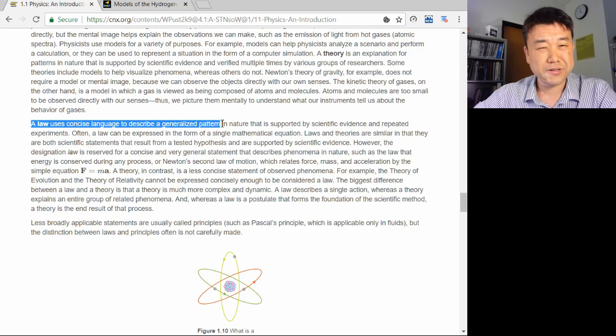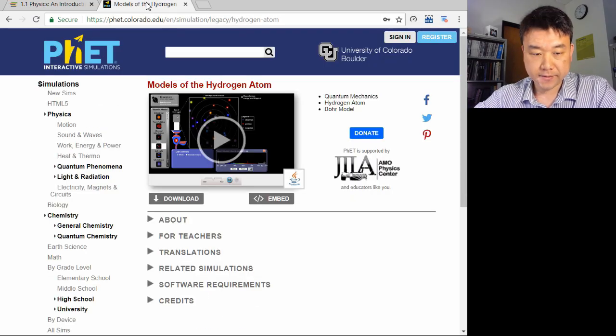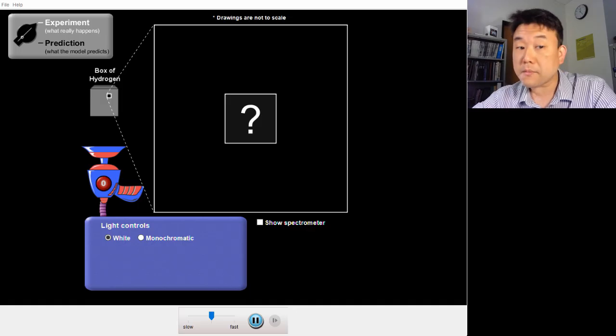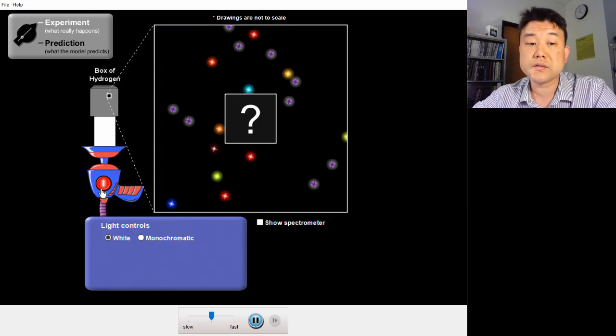Now, what do these words mean? To make these distinctions clear, we really need a concrete example. So, for this example, we go to the models of the hydrogen atom. This is a PhET simulation called Models of the Hydrogen Atom. So, you probably have heard of an atom before. There have been many versions of atomic theory, dating from the time of ancient Greeks. Now, no one has ever seen an atom in an experiment, which is what this simulation is illustrating.